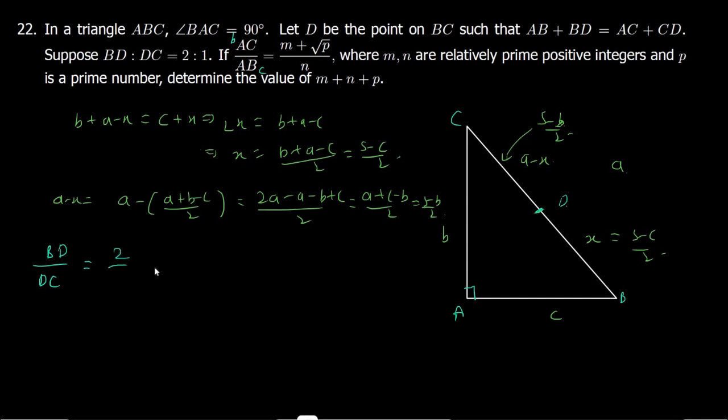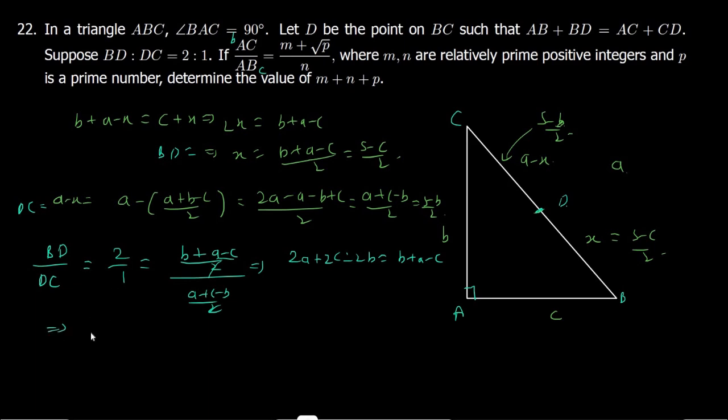So BD by DC is 2 by 1. We have checked that BD is x. So BD is b plus a minus c by 2, and DC is a plus c minus b by 2. Let us cross multiply. So we'll get a simple linear equation between a, b and c. 2a plus 2c minus 2b equals b plus a minus c. If I take terms of a on one side, rest everything on the other side, I will get a equals to how much?